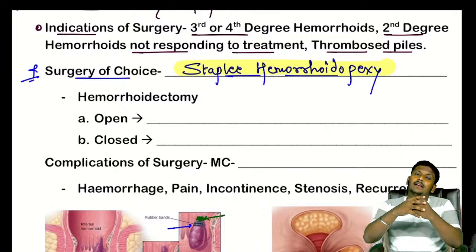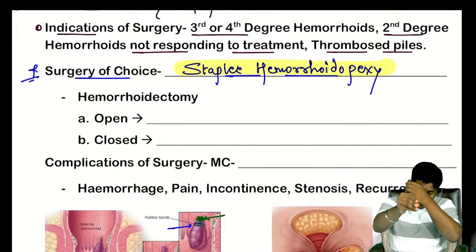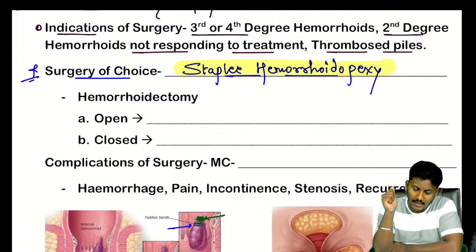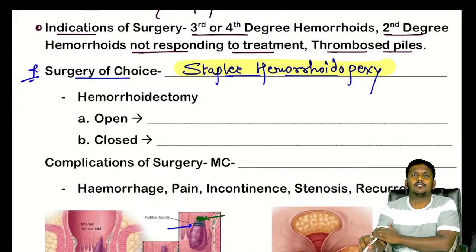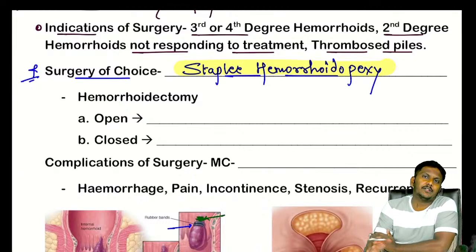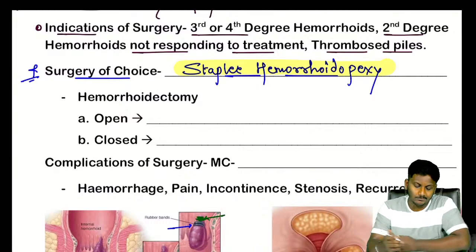So what does the circular stapler do? It cuts the hemorrhoidal mass and immediately staples the base. As the stapler is going to cut and immediately staple, beta, that's the reason the chances of bleeding are going to be very minimal, beta, in a stapler hemorrhoidopexy. That's the reason nowadays it is preferred as the surgery of choice. Yeah, in clinical practice, more commonly in government hospitals, you may be able to see hemorrhoidectomy only. But yeah, the better one was always stapler hemorrhoidopexy in surgery.